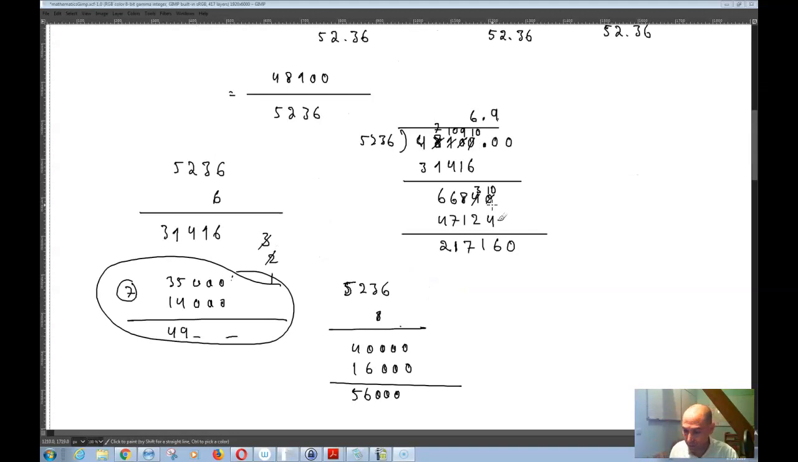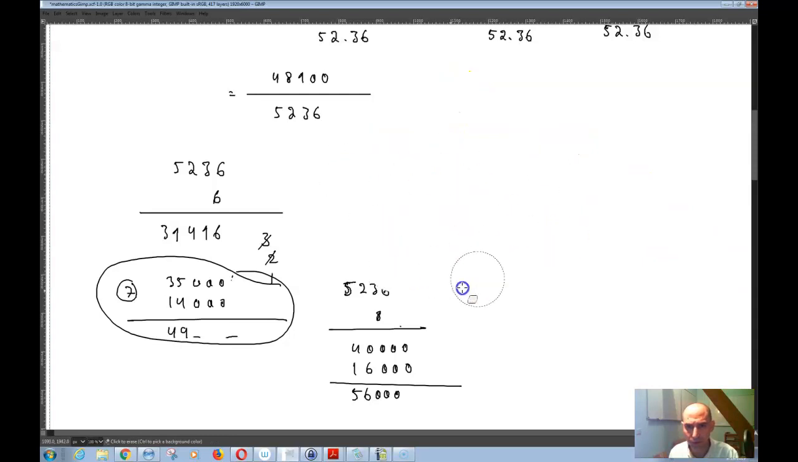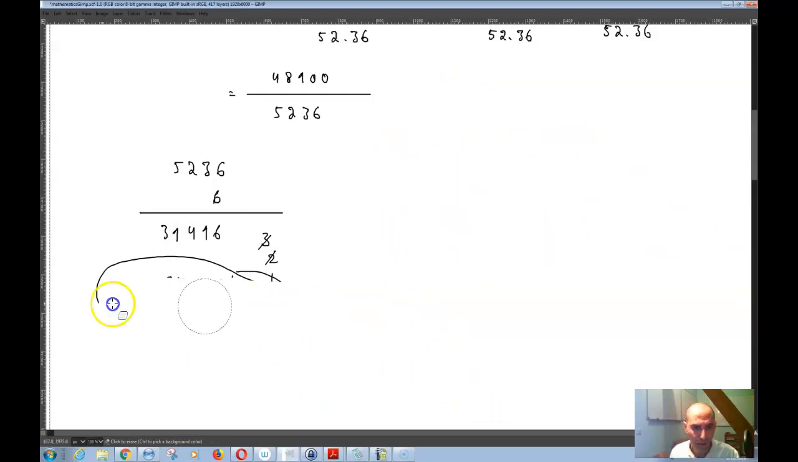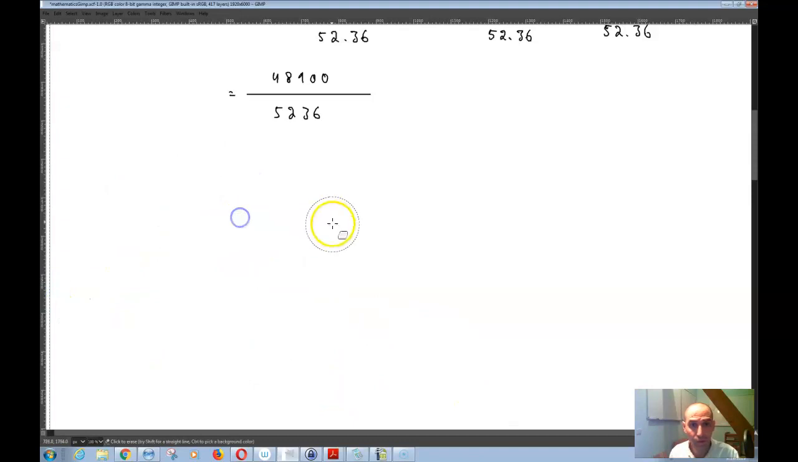Okay, so I did do the division, but I think I made a mistake somewhere over here, so I need to repeat the division. There was no way to go back, so now 48100 divided by 5236, that's 5200, that's 48,000.